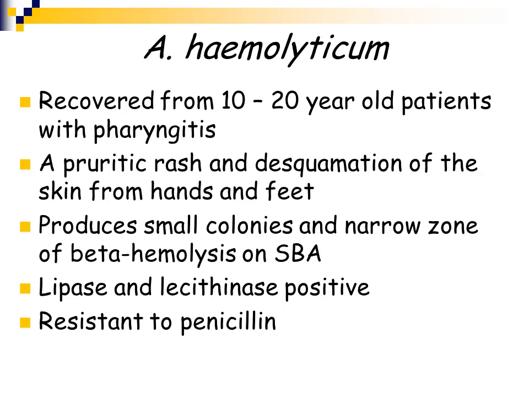Arcanobacterium haemolyticum has been recovered from 10 to 20-year-old patients with pharyngitis. It's been associated with causing a rash and causing the skin to slough off from hands and feet of infected individuals. It produces very small colonies and a very narrow zone of beta hemolysis around these colonies on sheep blood agar. It is lipase and lecithinase positive, and it's resistant to the antibiotic penicillin.